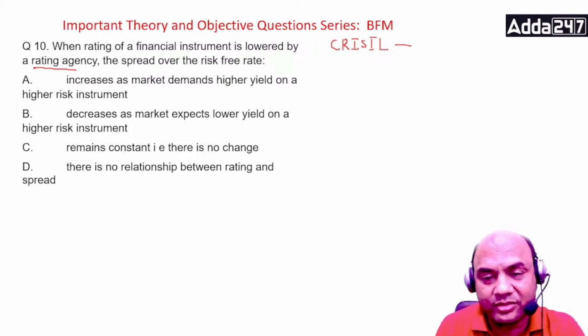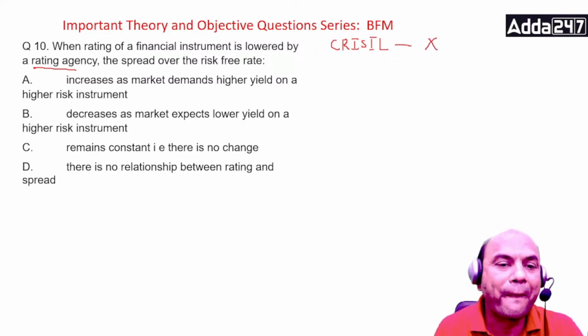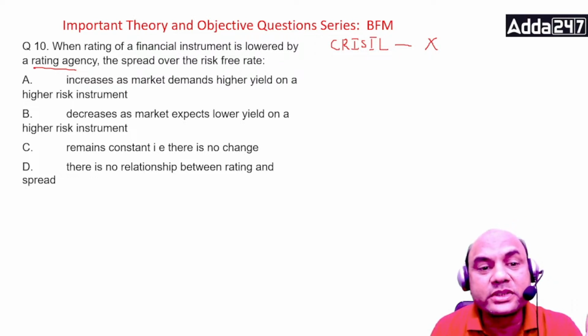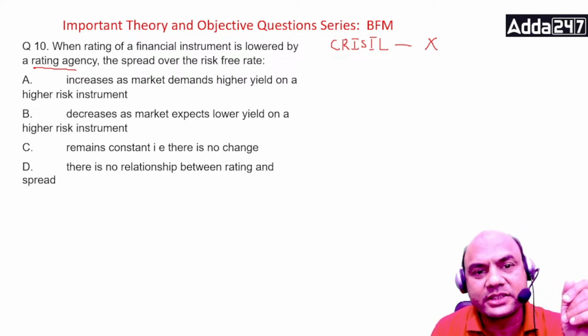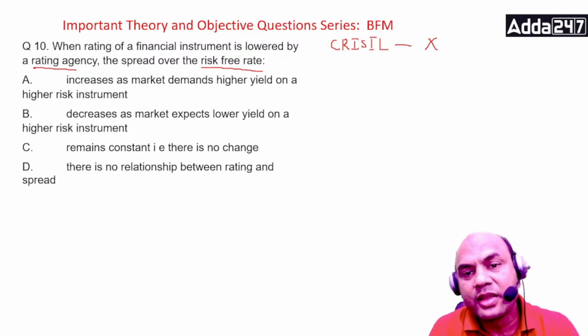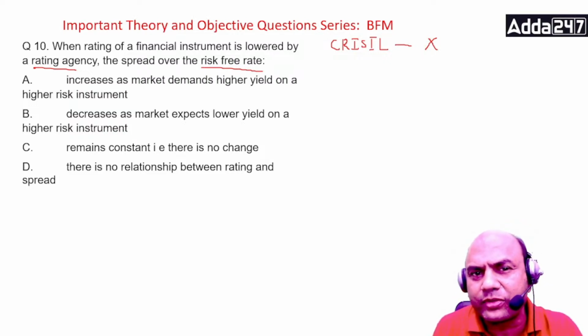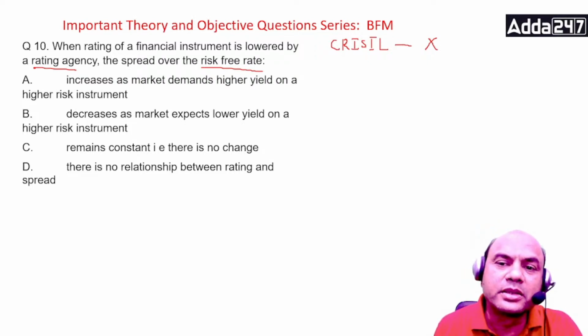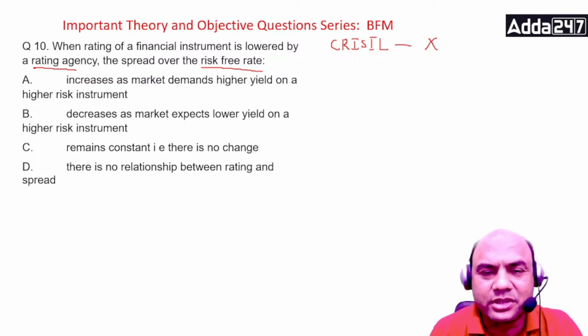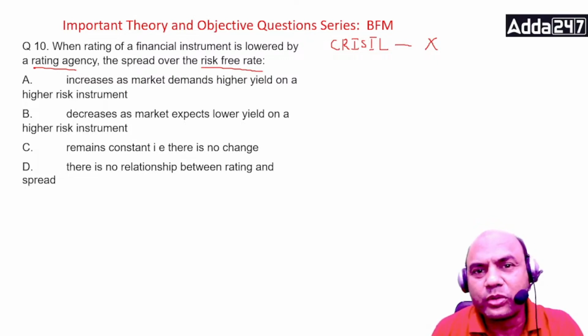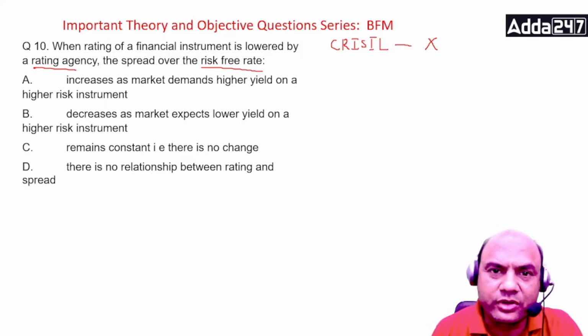Why to name anyone, isn't it? Let's say X company. So CRISIL reduces the rating of this X. Now the spread over the risk-free rate, what will happen to this? Now if the rating is reduced, now you tell me. I'll ask you a simple question. See here, BFM is about understanding. Suppose if you are an investor and I'll tell you that, see, my rating has been reduced by CRISIL. Now you please give me the money. I'm issuing the bonds. What will you ask? What will you tell me?